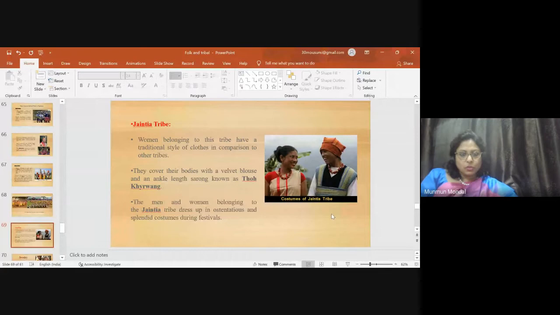Women belonging to this tribe have a traditional style of clothes in comparison to the other tribes. This is a long sarong known as the Tho Khaya. So this is very famous in the Jayantia tribe. The men and women belonging to this tribe dress up with these costumes, and this is very famous. Now I am moving to the jewelry part.